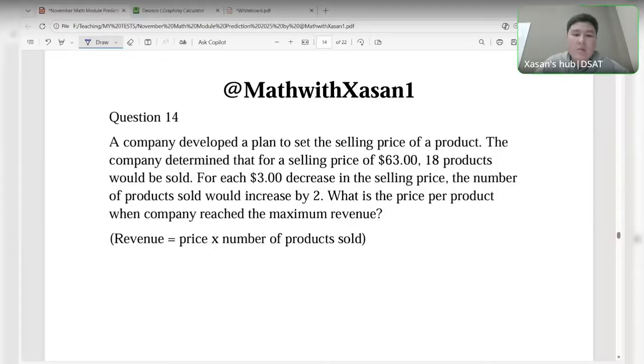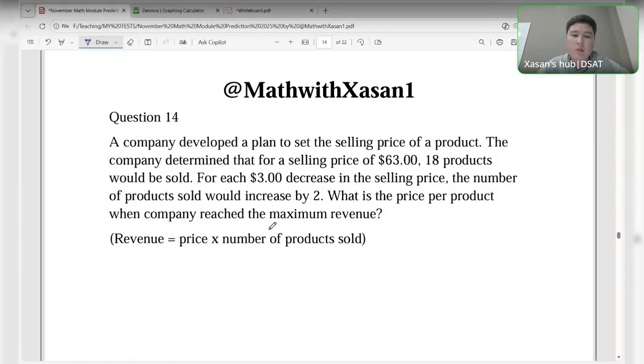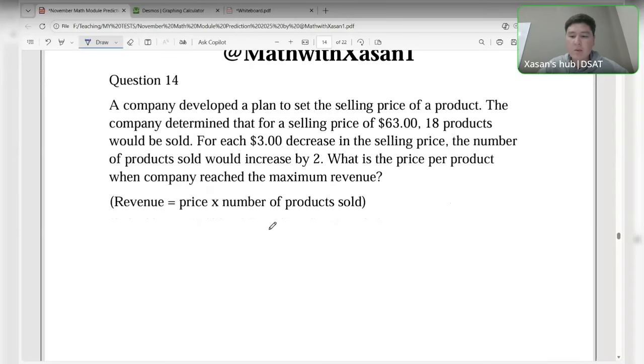So a company developed a plan to set the selling price of a product. The company determined that for a selling price of $63, 18 products would be sold. For each $3 decrease in the selling price, the number of products sold would increase by 2. What is the price per product when the company reached the maximum revenue?